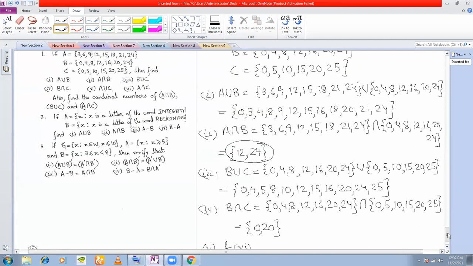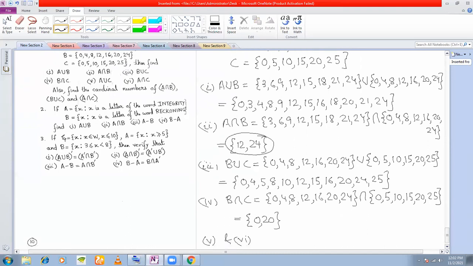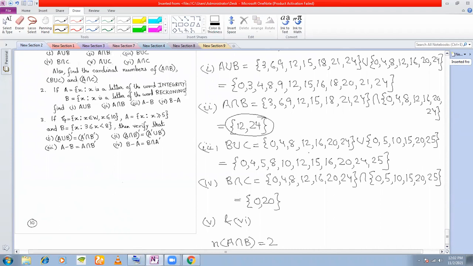Next, you need to write the cardinal number of B union C. So B union C, if you count, how many elements are there? 11 elements are there. So therefore, cardinal number of B union C is equal to 11. And the third question is cardinal number of A intersection C. You find out A intersection C in question number 6 and you count the number of elements and you write the cardinal number of A intersection C. Fine.